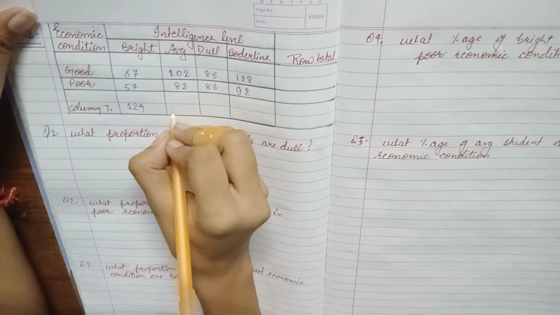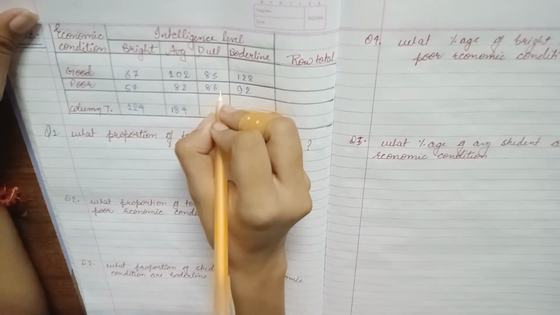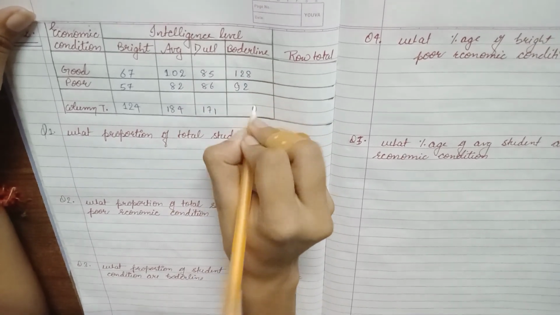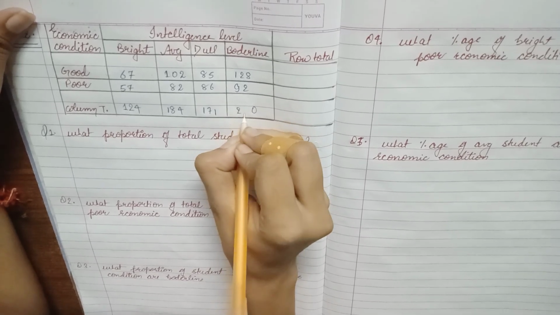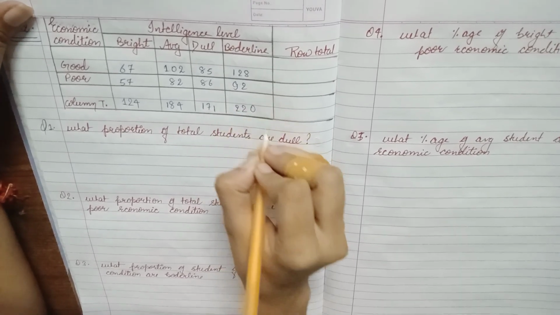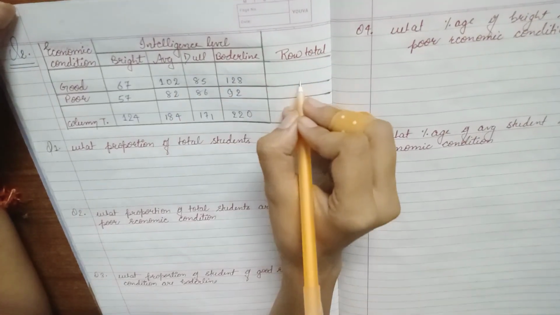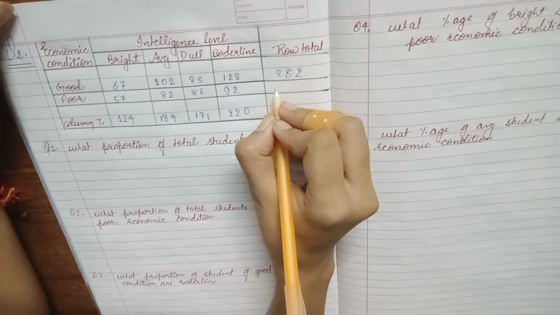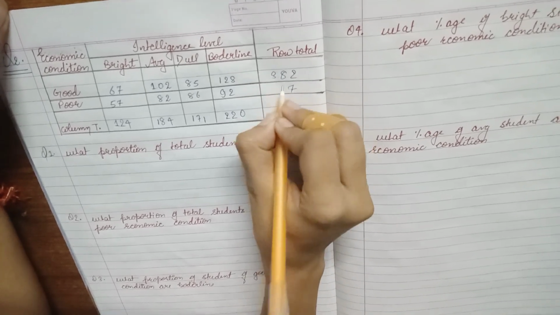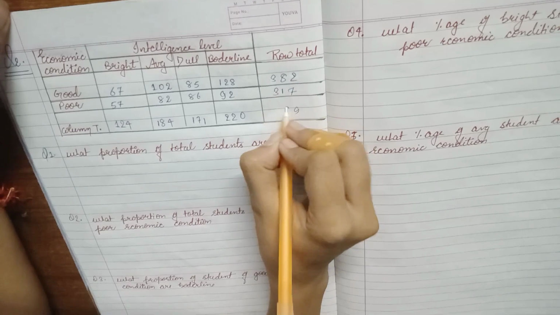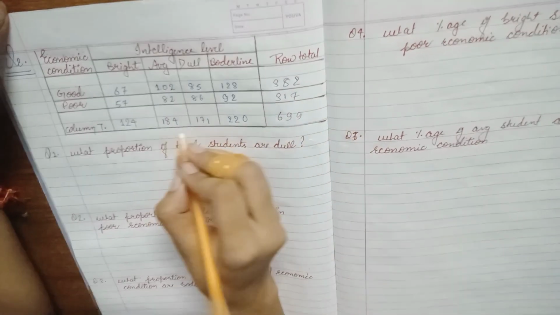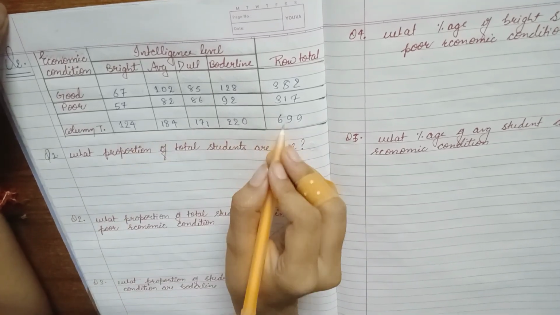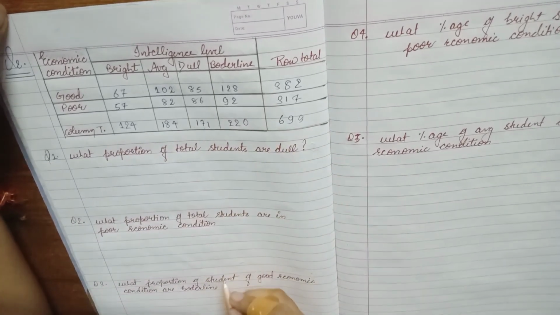So it will be 184, 5, 10, 11, 16, 171. It will become then 220. It will be 699. For confirmation, let me add it again. Okay, so fine, it will be 699.